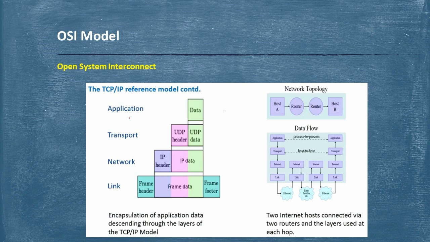Encapsulation of application data descending through the layers of the TCP/IP model. Here you can see the pictorial representation, host A to host B communication through a router and a medium, network media. The data flows from the application layer, then goes to transport, then internet, then link, then to the Ethernet, then comes to the link and internet through the router and then goes back up to the application.